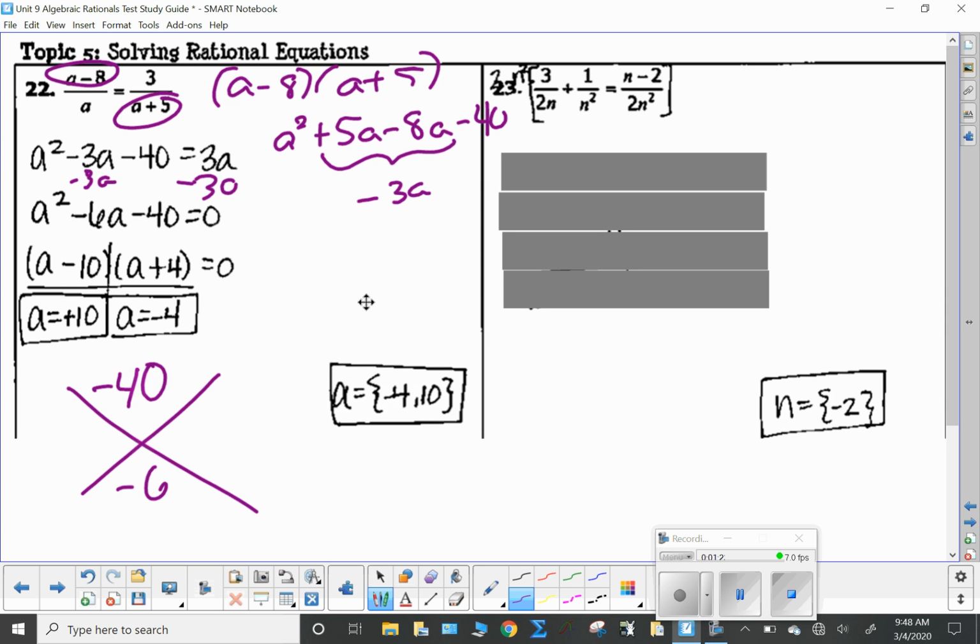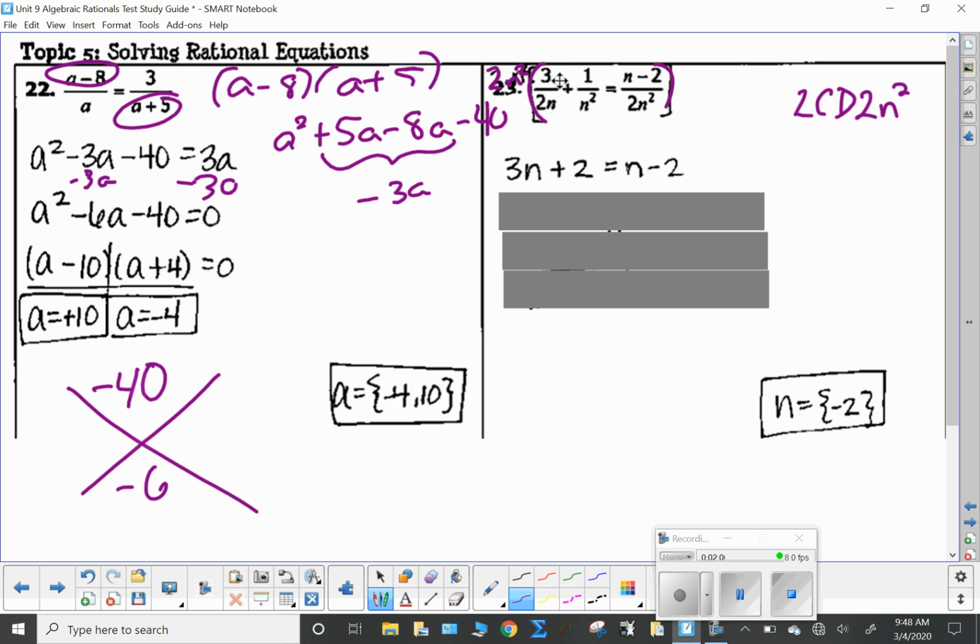Number 23, in order to cross multiply, you need to have a single term on the left and a single term on the right, which means that in this particular case, you can't. I can't just cross multiply. So what to do? I need to get rid of the denominator. I notice that I've got 2n, n squared, and 2n squared. So the least common denominator is 2n squared, and that is what I am going to multiply the entire thing by. When I do that, it will get rid of the denominator.